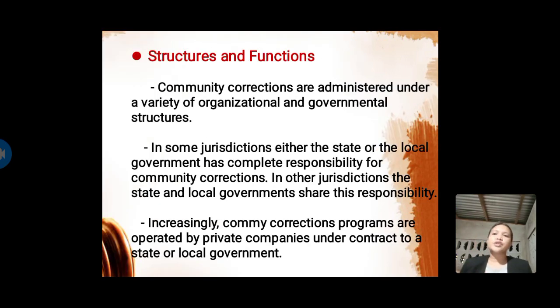So there are structures and functions in community-based correction. Community corrections are administered under a variety of organizational and governmental structures. In some jurisdictions, either the state or the local government has complete responsibility for community corrections. In other jurisdictions, the state and the local government share the responsibility. Increasingly, community correction programs are operated by private companies under contract to a state or local government.